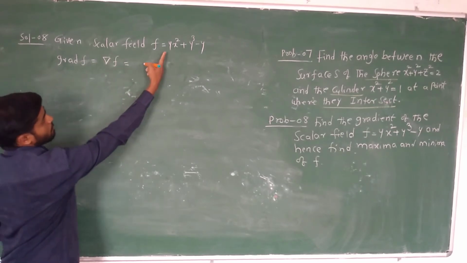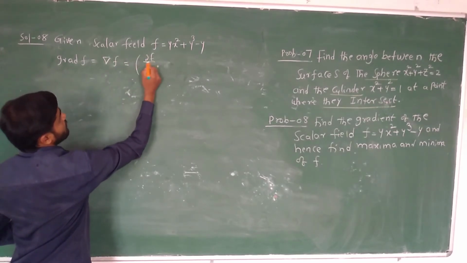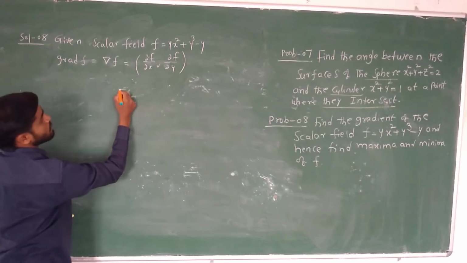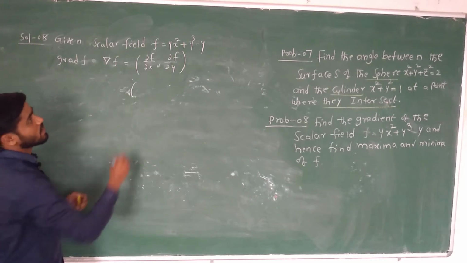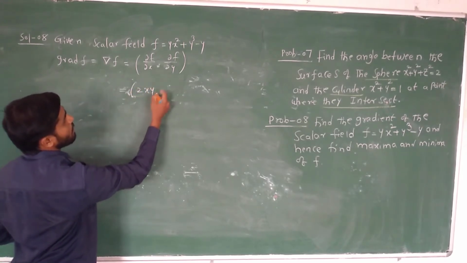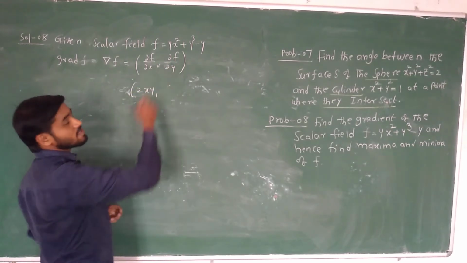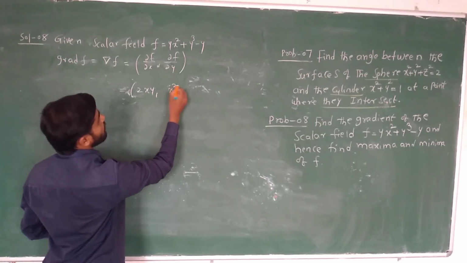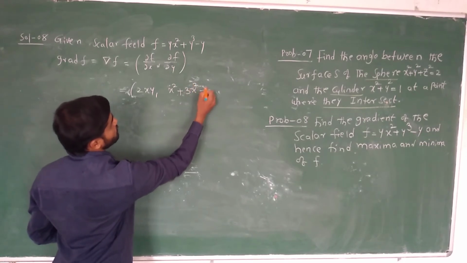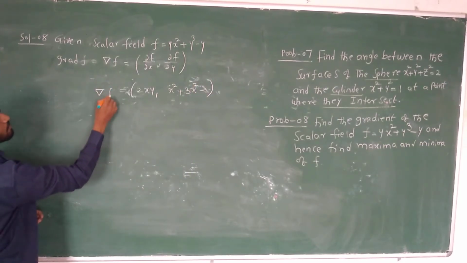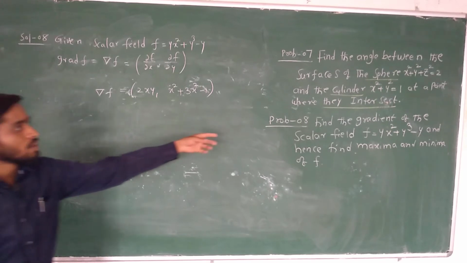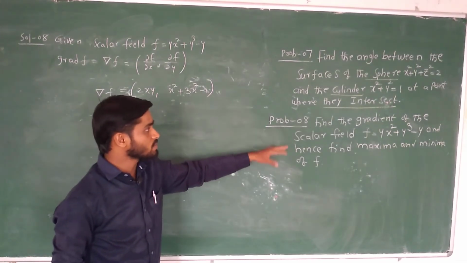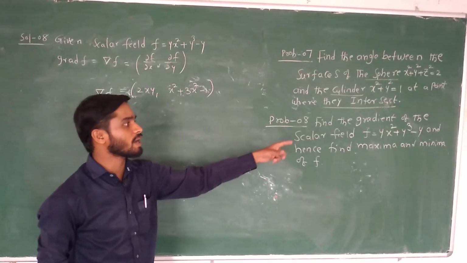Del f is equal to dou f by dou x comma dou f by dou y. Okay, so that will be here f with respect to x, you will get 2xy comma f with respect to y. Y is there in 3 terms, therefore x square plus 3y square minus 1. So this is what del f. That is the first part of the solution to 8th question.